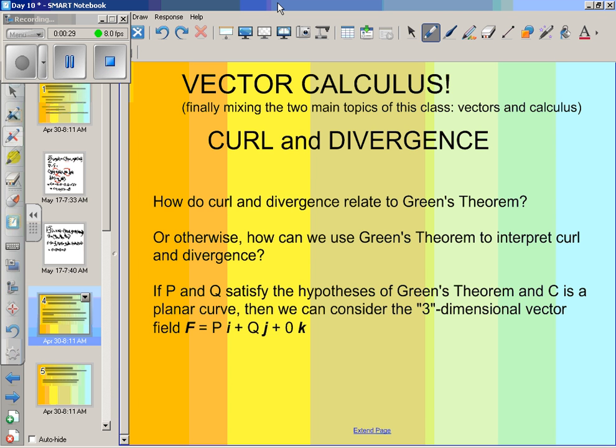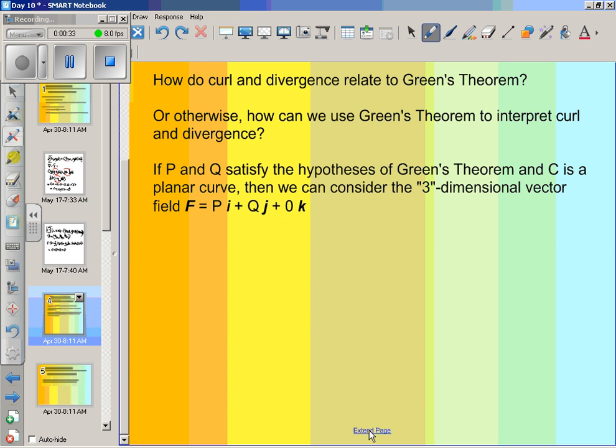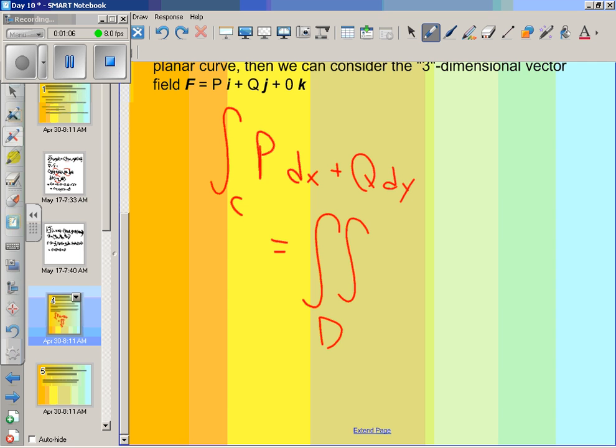Okay? So remember, Green's theorem states that if we have P and Q, with the assumption that we're in a simple region and they have continuous partial derivatives, and C is a planar curve that's positively oriented, then the line integral over C of P dx plus Q dy is equal to the double integral over the region of dQ/dx minus dP/dy. So it was a relation between the line integral over P and Q and these partials over the double integral over the region.